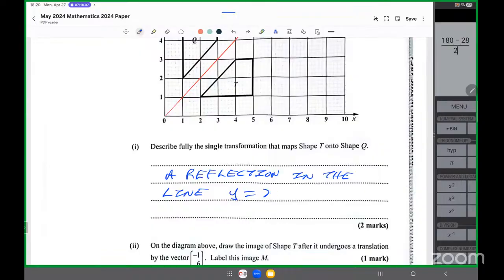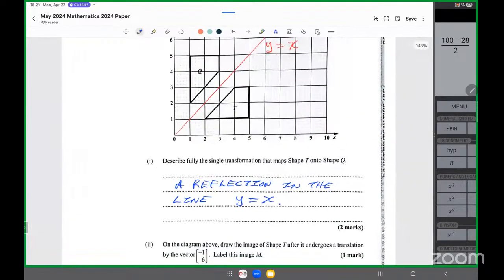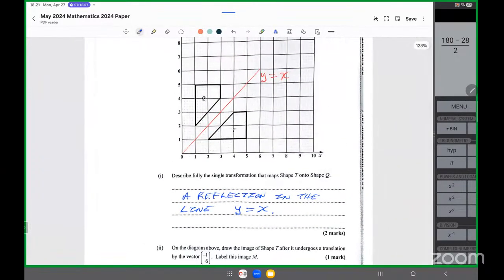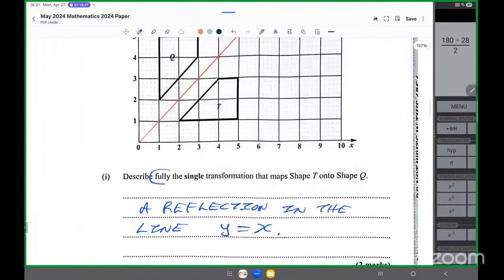You have to give the components of the reflection. You have to give the mirror line. With a reflection, you must always state the object that you're reflecting in, or reflecting over. You're reflecting in the line y equals x. So you have to state that mirror line. You cannot just say it's a reflection without stating the mirror line.